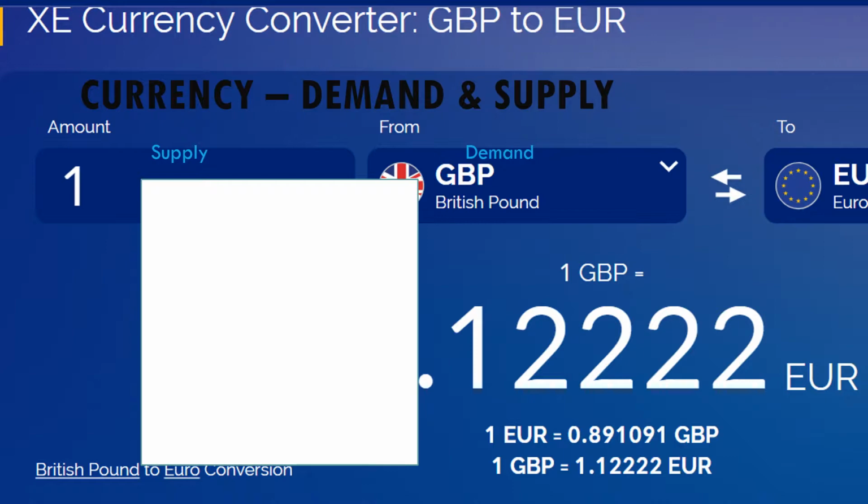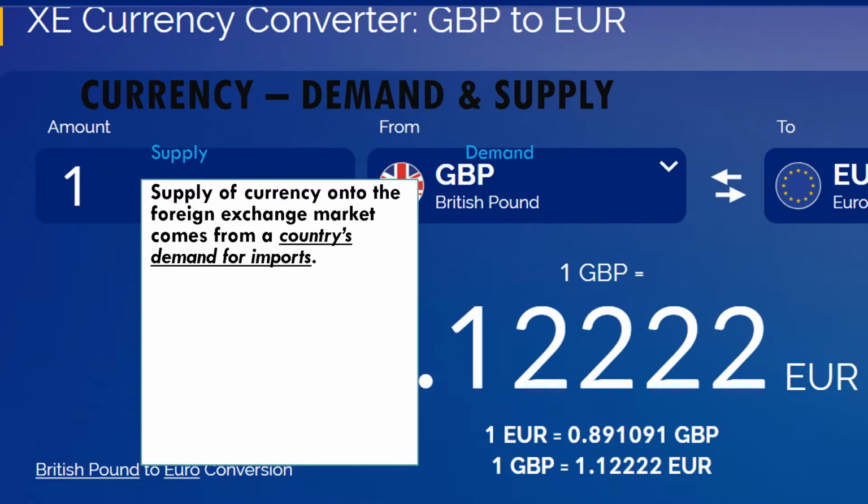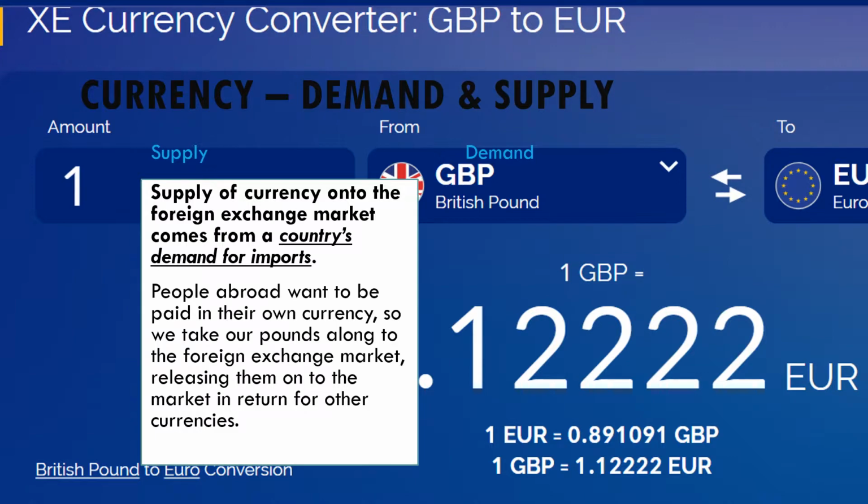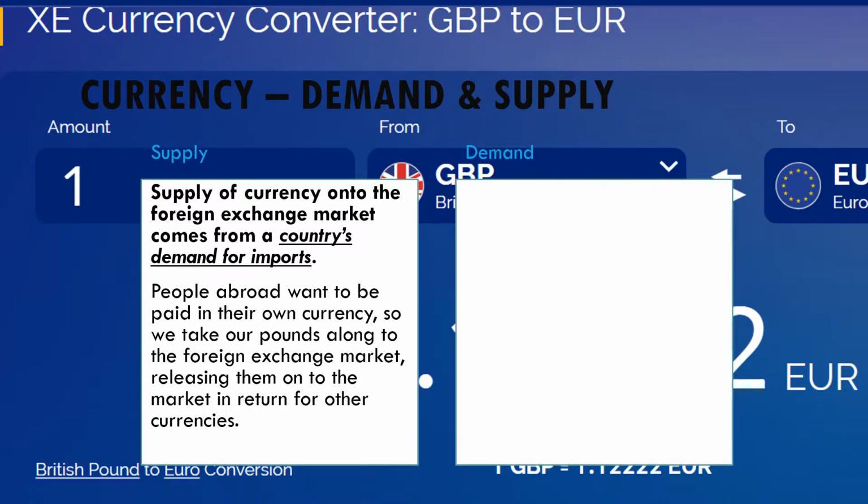Now traditionally, where do those demand and supply factors come from? The supply of currency on the foreign exchange market usually comes from a country's demand for imports. So as we said previously, if I'm in the UK and I want to buy something from France, I have to sell my pounds and buy euros. So that will increase the supply of pounds on the foreign exchange market.